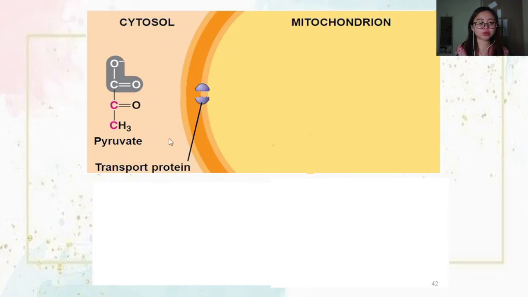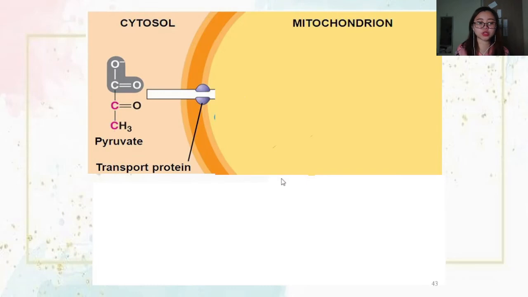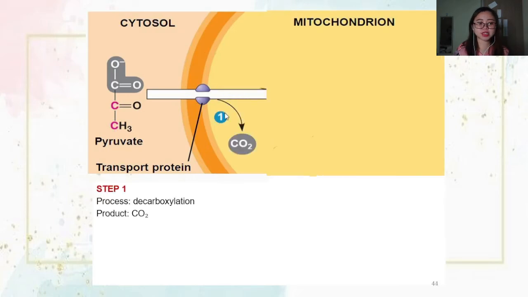So let's have a step-by-step look at link reaction. So we're going to start with this pyruvate, which is here in the cytosol. It's going to enter into the mitochondrion via a transport protein. That transport protein will be on the membrane of the mitochondria. And once it enters, we will start with the first step. Bila dia masuk saja, ini adalah step number 1. This process is decarboxylation, where we remove 1 molecule of carbon dioxide. So the product in step number 1 is carbon dioxide.